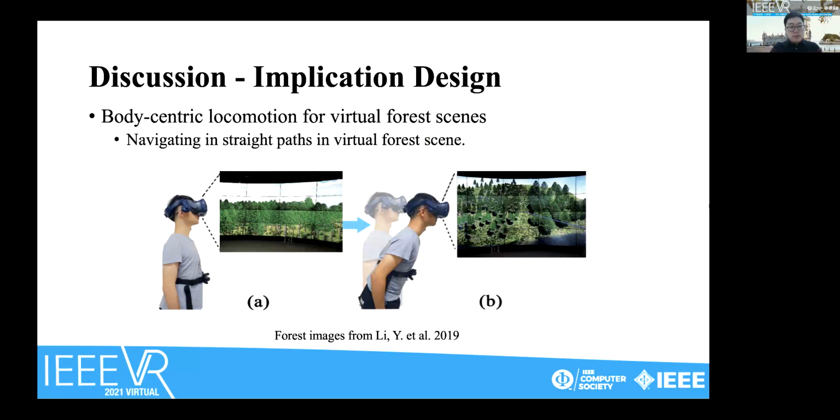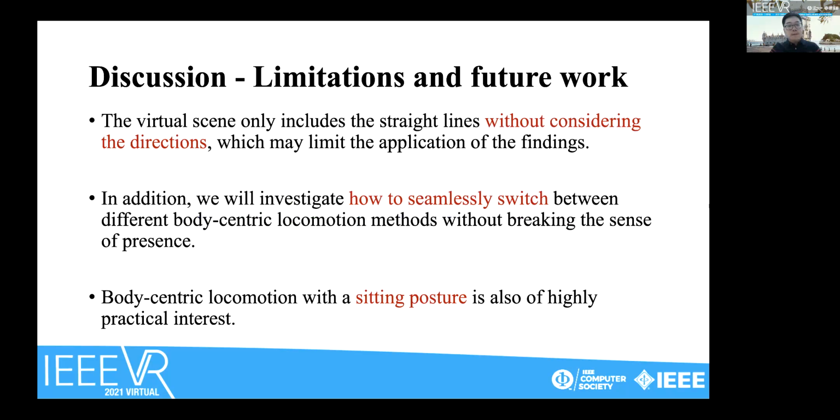We also propose design implications. For example, users can navigate using body-centric locomotion in a virtual forest scene. We also point out three limitations, including navigation directions, seamless switching between different body locomotion modes, and setting posture.